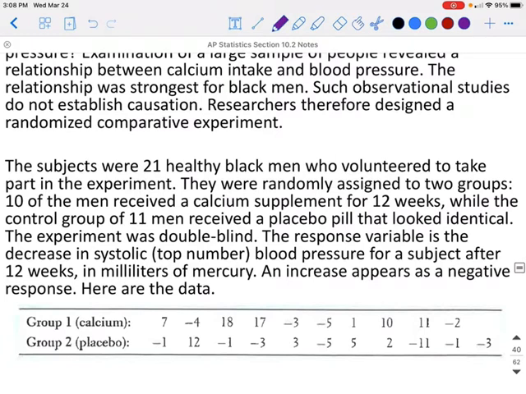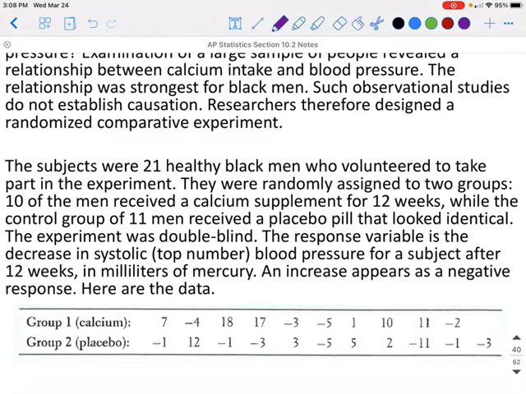The subjects were 21 healthy Black men who volunteered to take part in the experiment. They were randomly assigned to two groups. 10 of the men received a calcium supplement for 12 weeks, while the control group of 11 men received a placebo pill that looked identical.